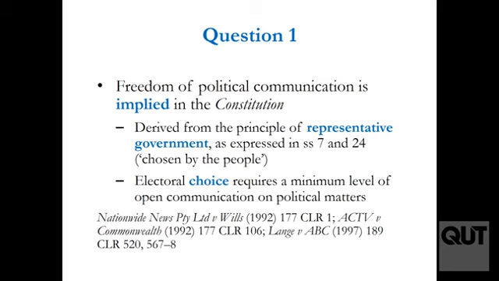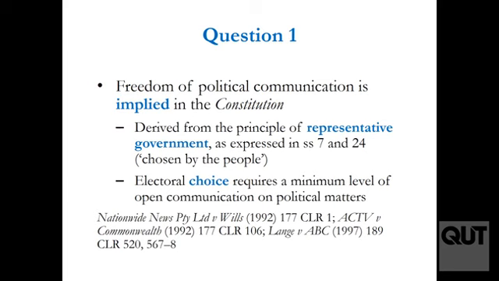So the implied freedom really has its roots in the decisions of ACTV and Nationwide News. Not Lange. It's not actually got its roots in the case of Lange and ABC. It was first found in the early 90s in ACTV and Nationwide News. It was then refined and limited in the case of Lange and ABC, and that test has since been further refined in the cases of McCloy and Brown. Okay? So hopefully you remember this because, again, we talked about this earlier in the semester.